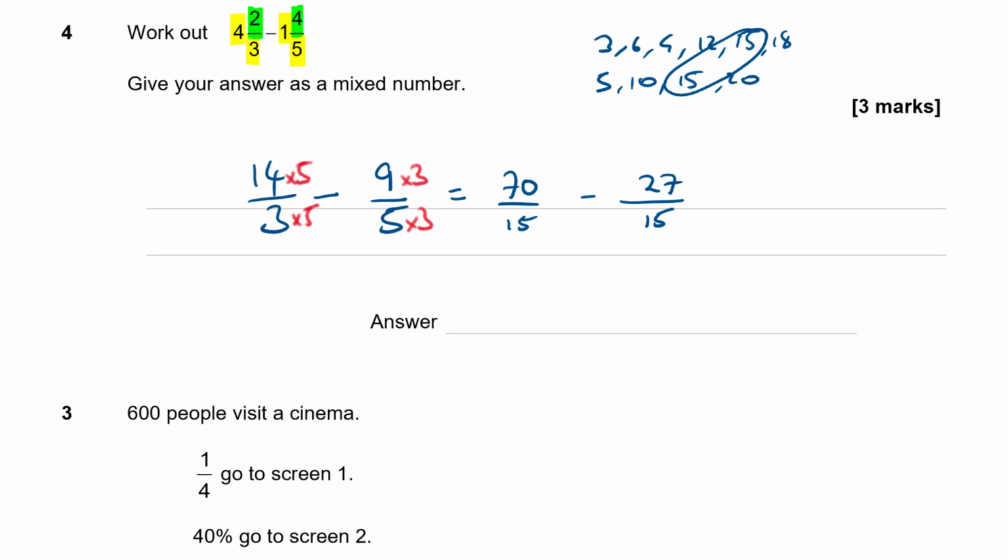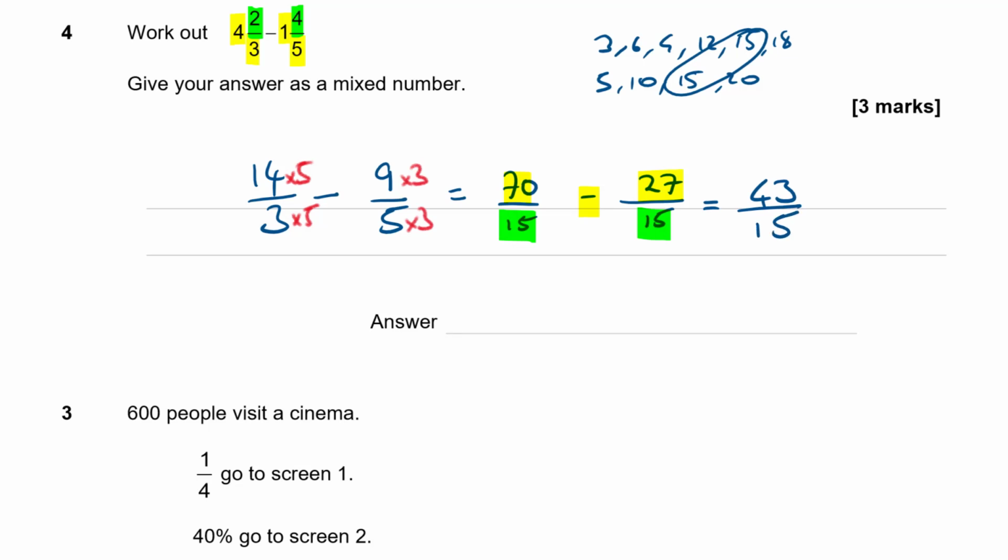Okay. So now I've got two numbers with the same denominator. I simply need to subtract the numerators now, don't I? So 70 subtract 27. 70 subtract 20 is 50. 50 subtract 7 is 43. So that's going to give me 43 fifteenths.